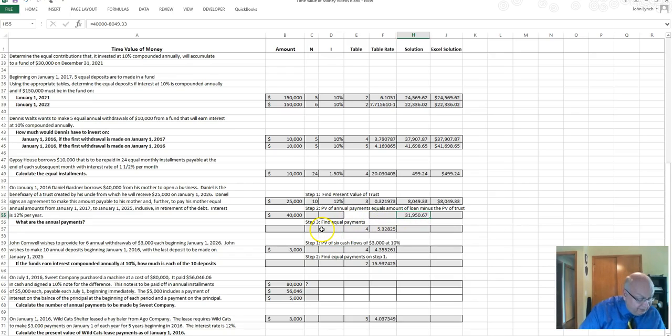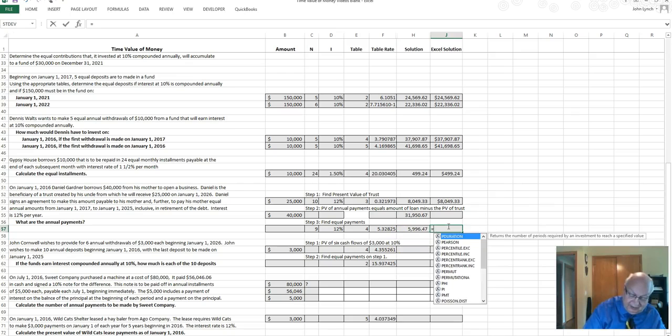Step 3 is you find the installments. So we have 9 payments, 12% interest. So that's table 4, 5.3. So then what we'll do is we'll take equal that cell, divide it by this one, and you get 5.9947.